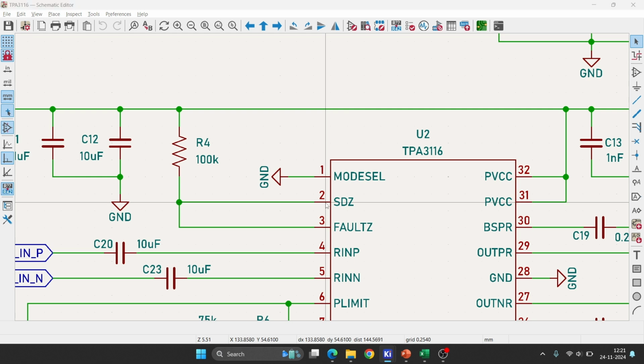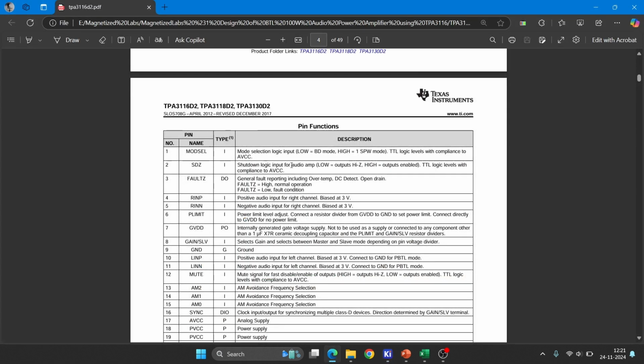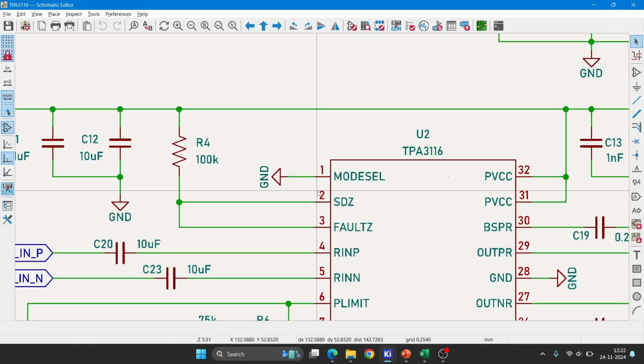Next pin is the shutdown pin. Shutdown logic input for the audio amplifier. Low means output high impedance state. High input means output will be enabled. So for the shutdown pin I can give it directly to VIN. This pin is capable of handling up to the level of VIN voltage. So I gave a pull up to VIN with a 100k resistor.